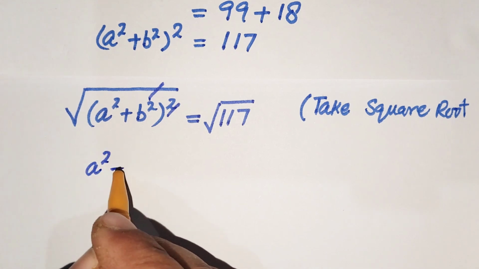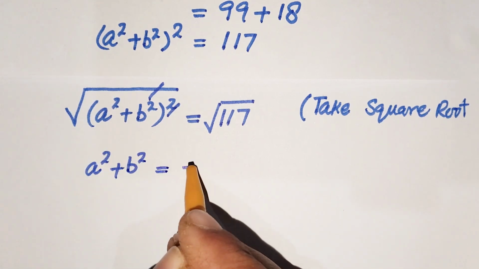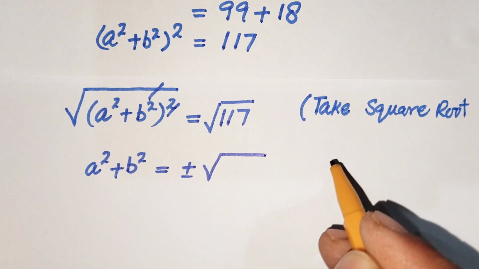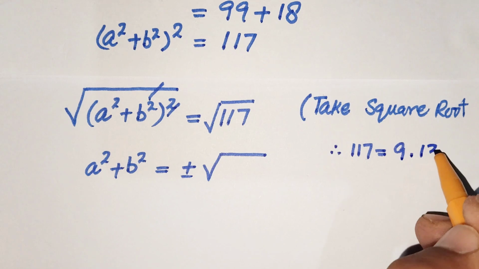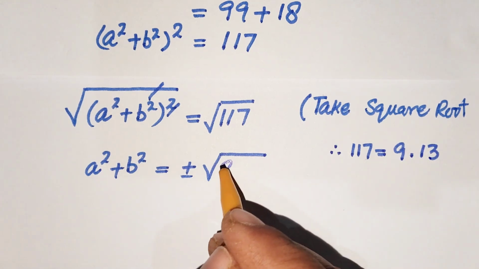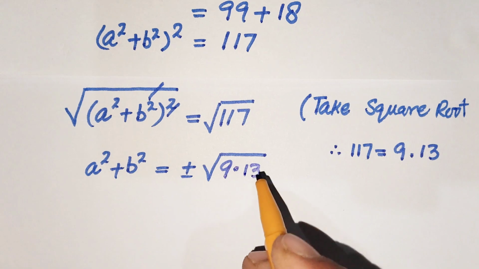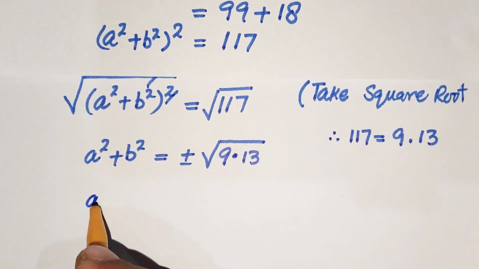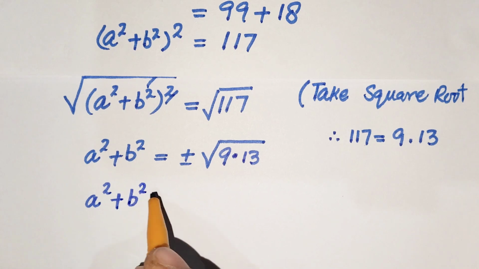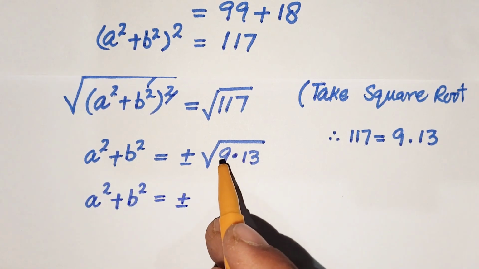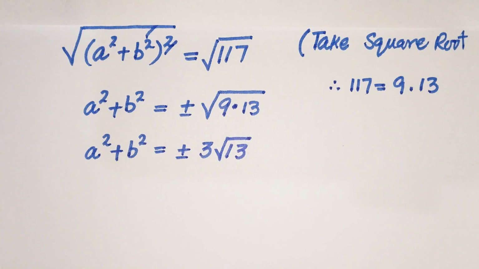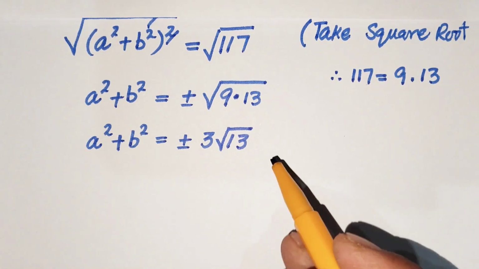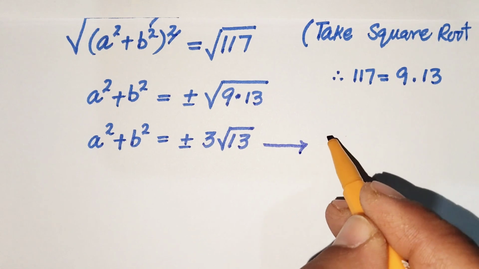We get a squared plus b squared is equal to plus minus 117. And by factorization, 117 we just write 9 times 13, which is equal to 117. So here 9 times 13, and a squared plus b squared is equal to, here square root of 9 we just write 3 times square root of 13. So the value of a squared plus b squared we just find out is plus minus 3 times square root of 13. Let's say it is our equation number 4.